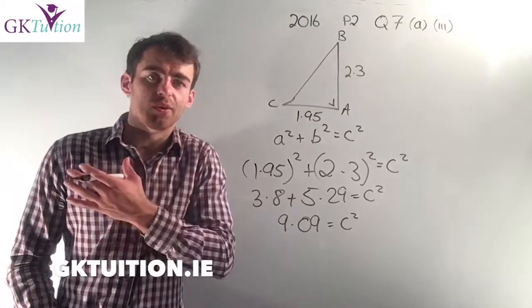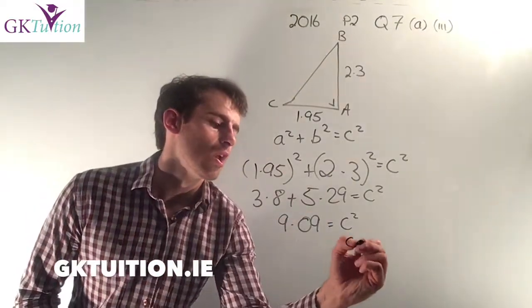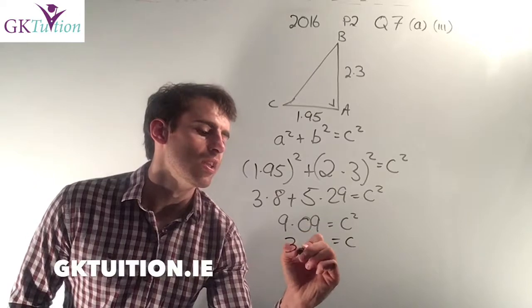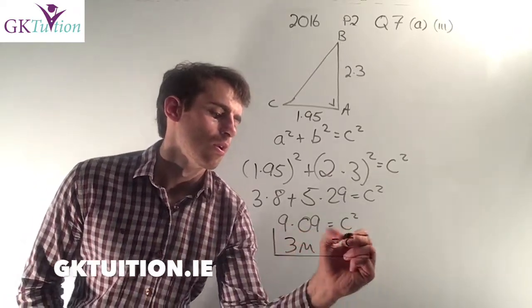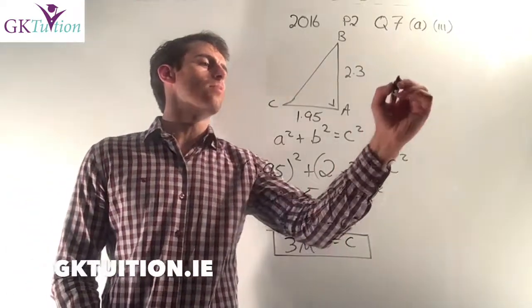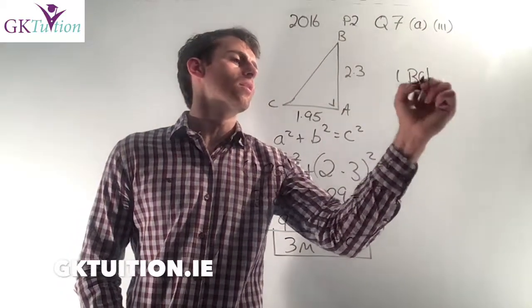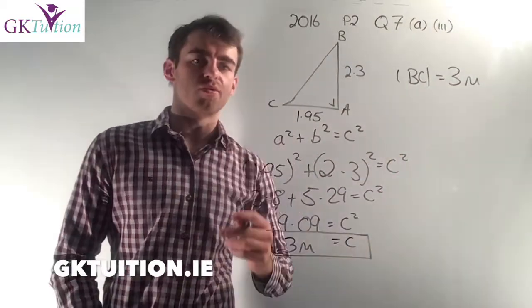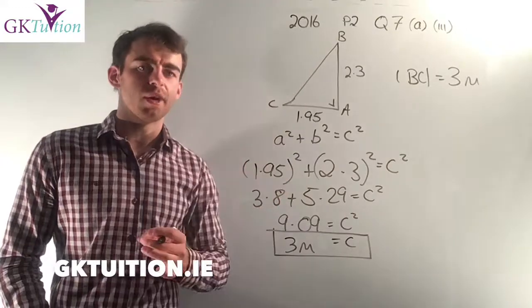So to get c on its own, I just get the square root of both sides. So I can just say that c to the nearest meter is 3 meters. So in that case, remember, my c represents the side BC. So BC is equal to 3 meters. So that's the third part of my question.